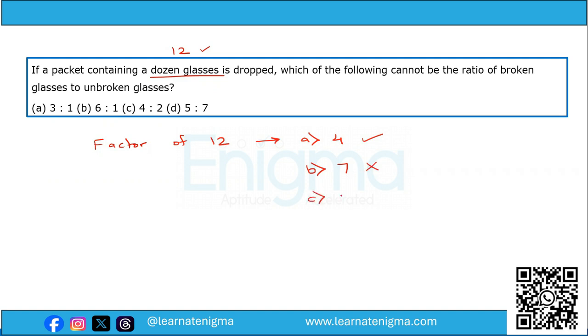Option C, 4 is to 2. So addition is 4 plus 2, that is 6. 6 is a factor of 12. So therefore it is possible.